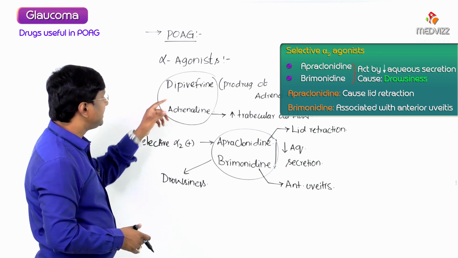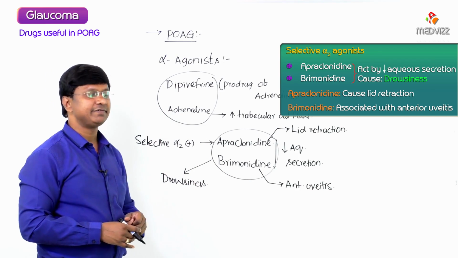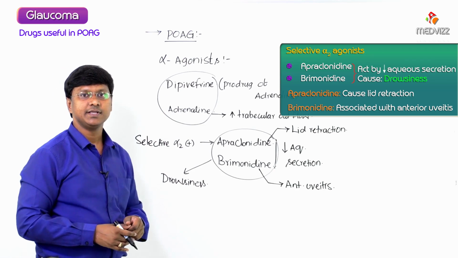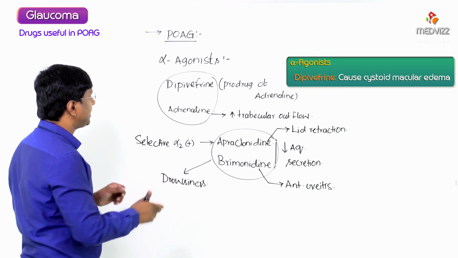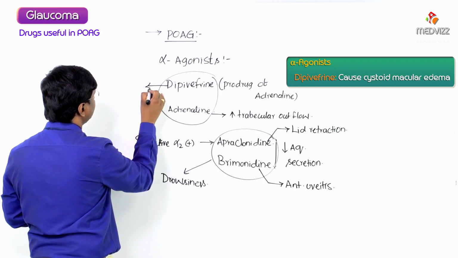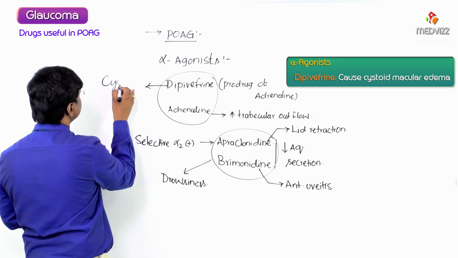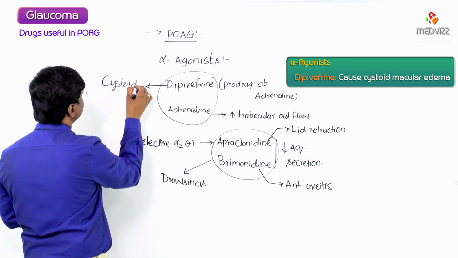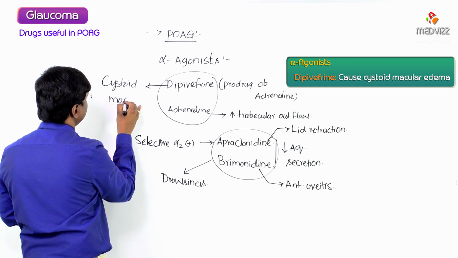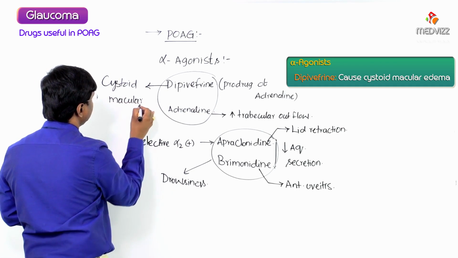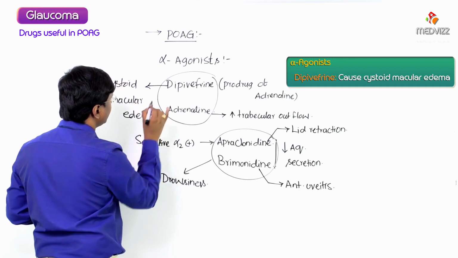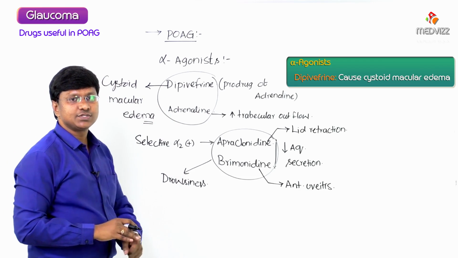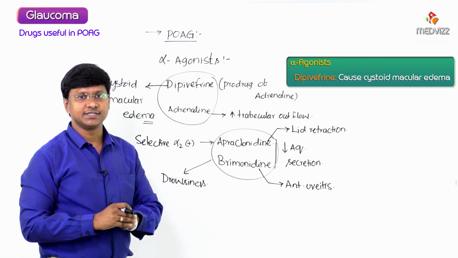Now you take dipivefrin. Let me tell you the adverse effect of dipivefrin. Remember, dipivefrin can cause cystoid macular edema. So that is what dipivefrin does.